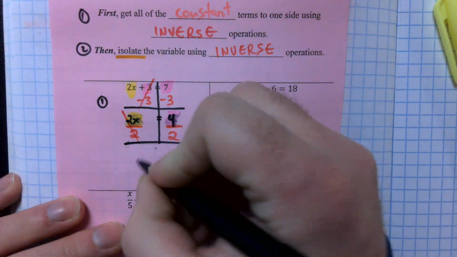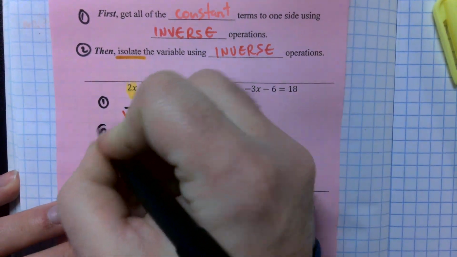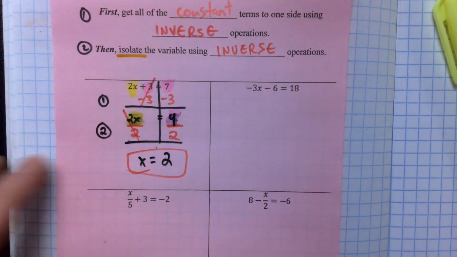With the 2's crossed out, I get x equals 2. I'm going to box that up. There's my answer. That was my step 2. Okay?